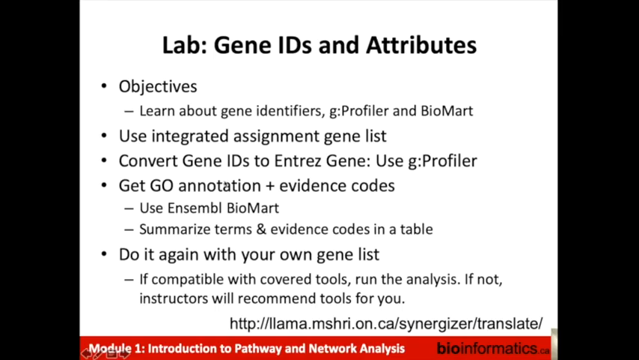So that's it for the lab, for this lecture. This lab is made available if you want to practice working with gene identifiers and attributes, learning about gProfiler and Biomart. You can use the integrated assignment gene list or your own gene list to play with the gConvert system at gProfiler, or use Ensembl Biomart. I highly recommend just familiarizing yourself with those tools because they're very useful. I use them regularly, a few times a week.